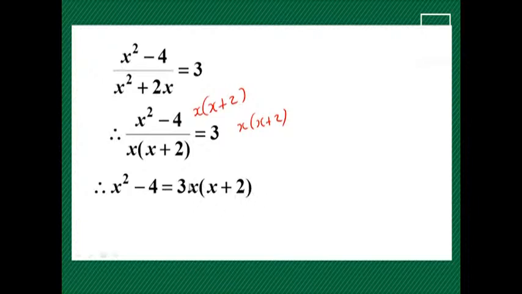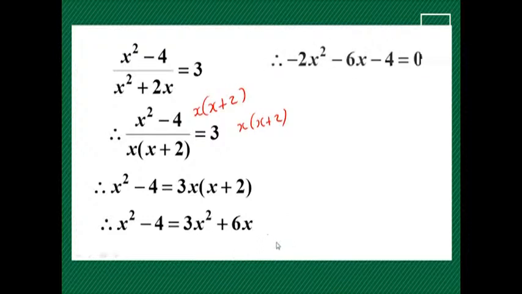And what do we now do? Well, we simply multiply out the brackets. 3x times x is 3x squared, and 3x times 2 is 6x. And guess what? We're going to have a lovely little quadratic equation. So what do we now do? Well, x squared minus 3x squared gives you negative 2x squared, and then you bring the negative 6x to the left, negative 6x minus 4.